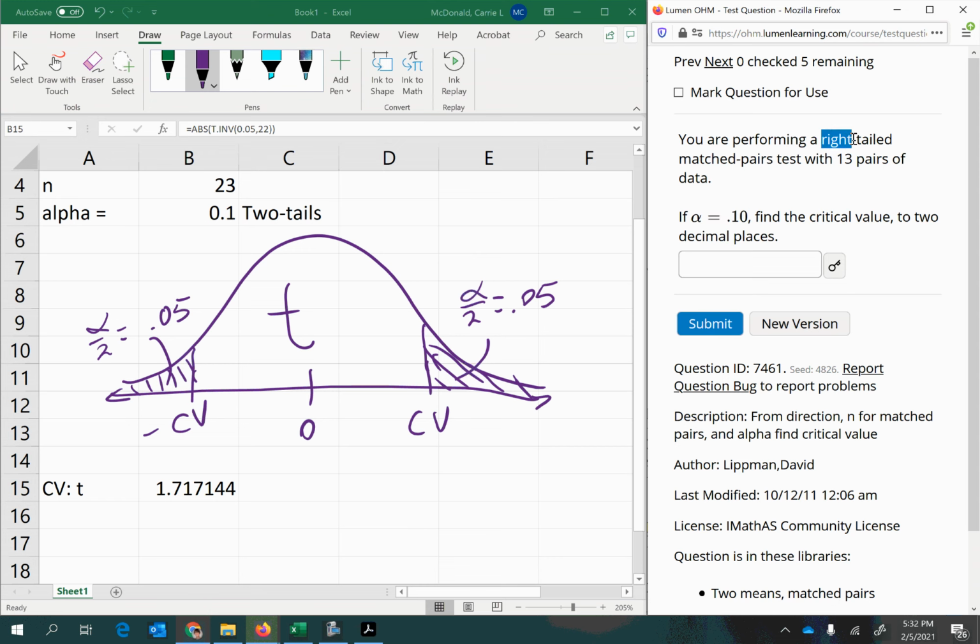This time it says right-tailed. So now that it's right-tailed, we need to draw a new picture.